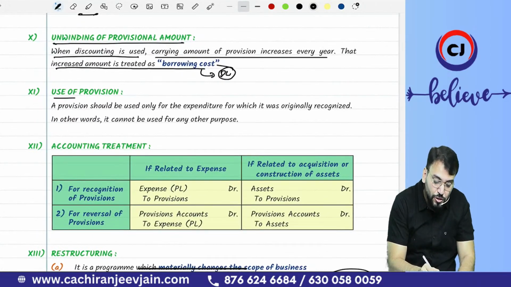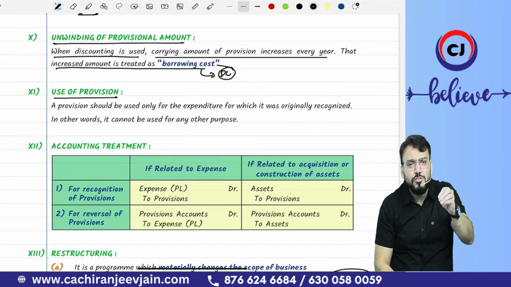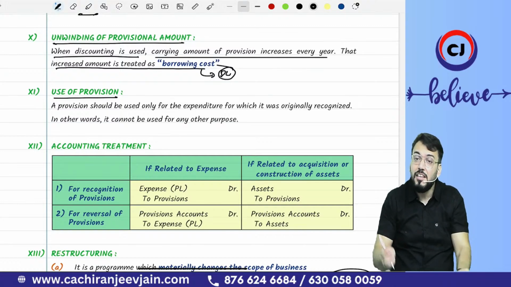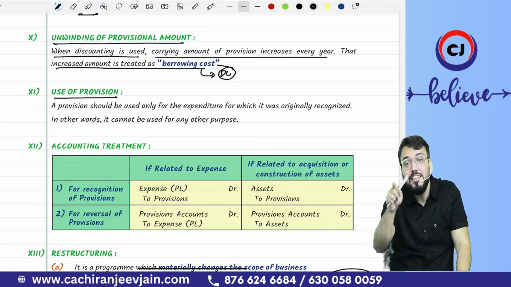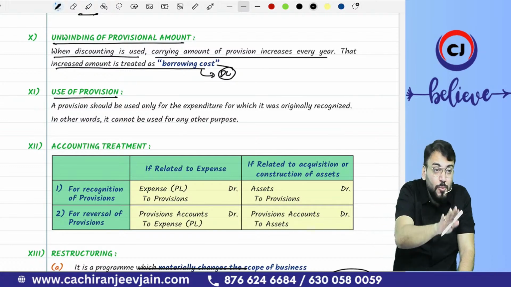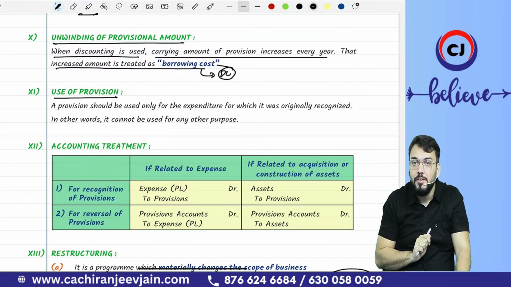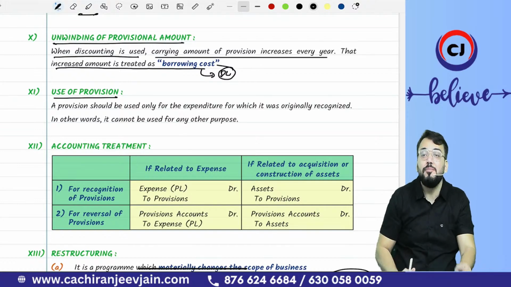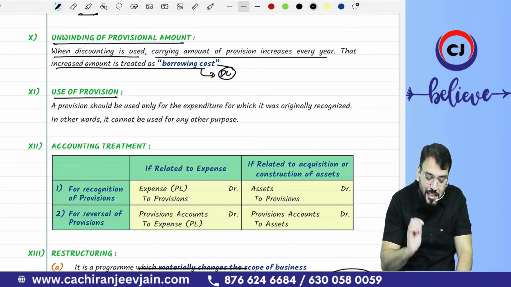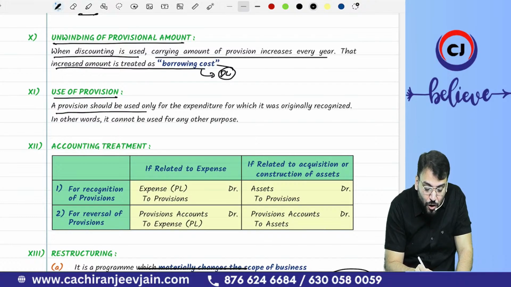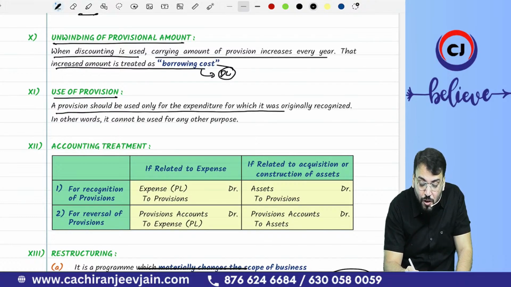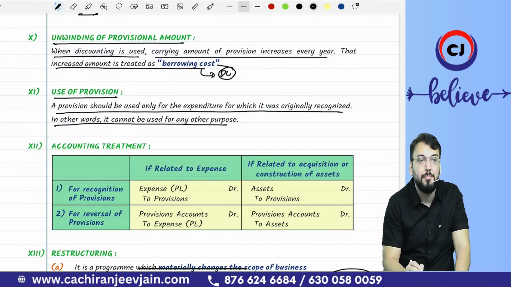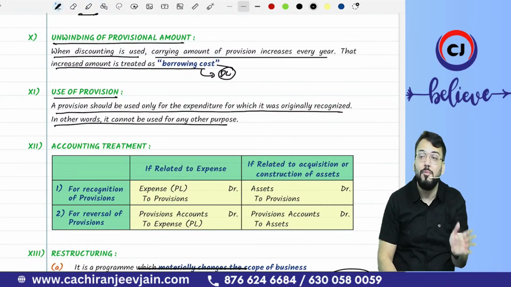Yes, sir. Then use of provision. Can I say we can use the amount of provision only for those expenditures for which it has been created? Can we use the amount of provision for any other purpose, if the provision is no longer required? No, we cannot. We need to reverse it if the provision is no longer required. So a clarification has been given: a provision should be used only for those expenditures for which it was originally recognized. In other words, it cannot be used for any other purpose. If no longer required, reverse the amount of provision.